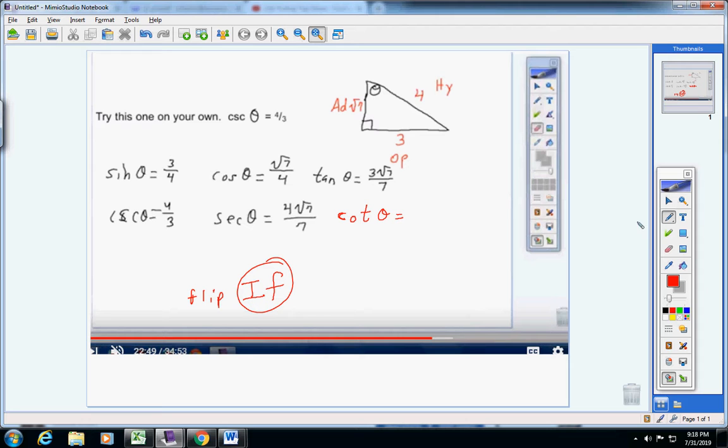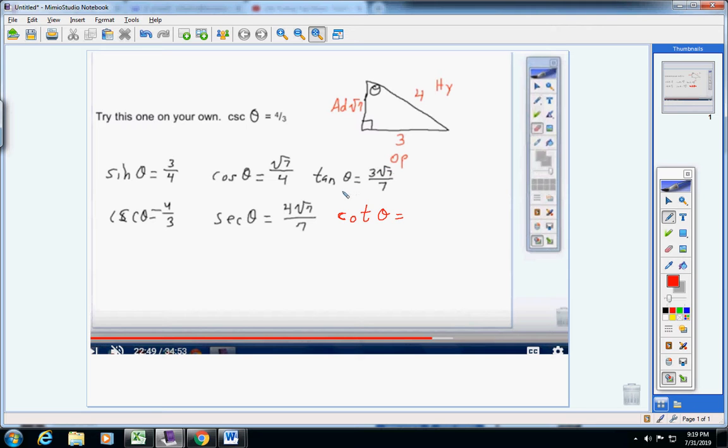For example, if the sine of an angle is 3/4, then flip it and the cosecant is 4/3. That's pretty fast. Sometimes flipping's faster, sometimes it's not. In this example here, flipping it's really not faster. I probably shouldn't have done it that way. Let me explain why, Gabrielle.